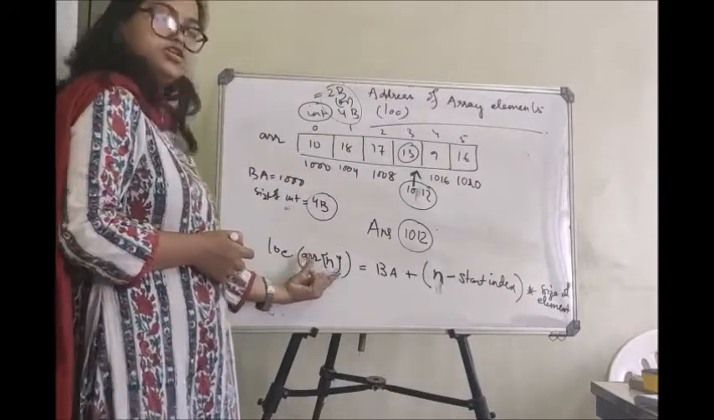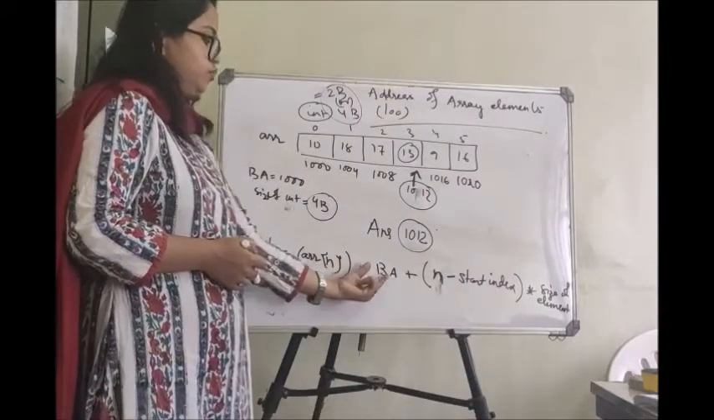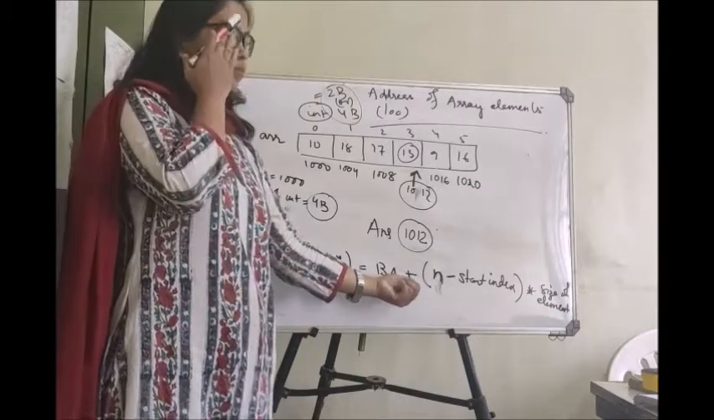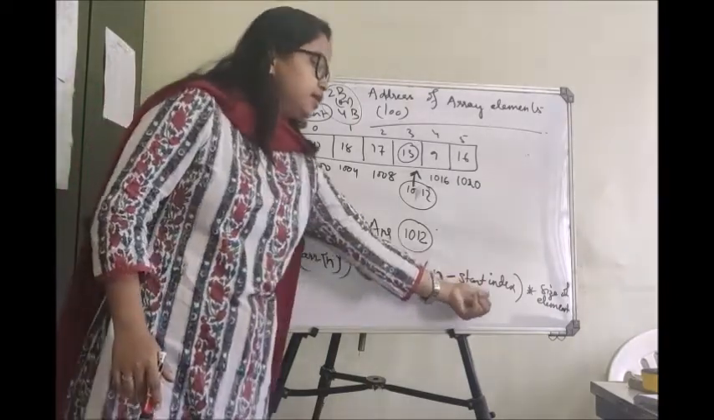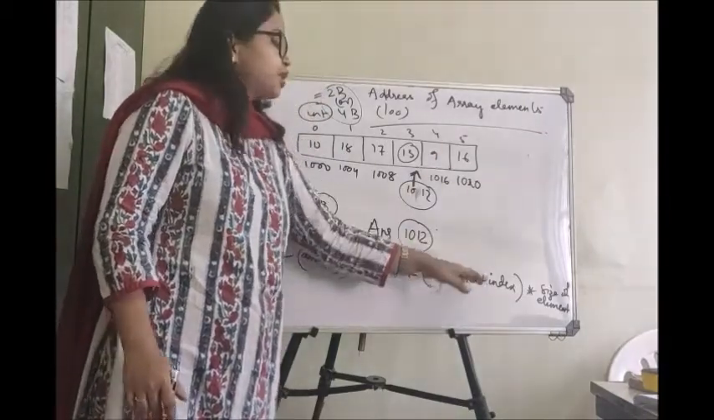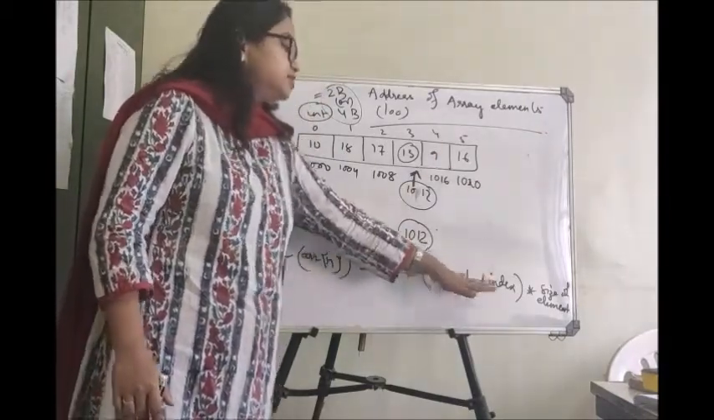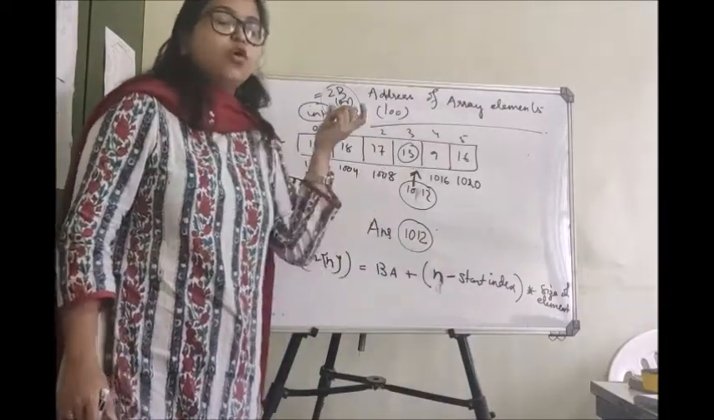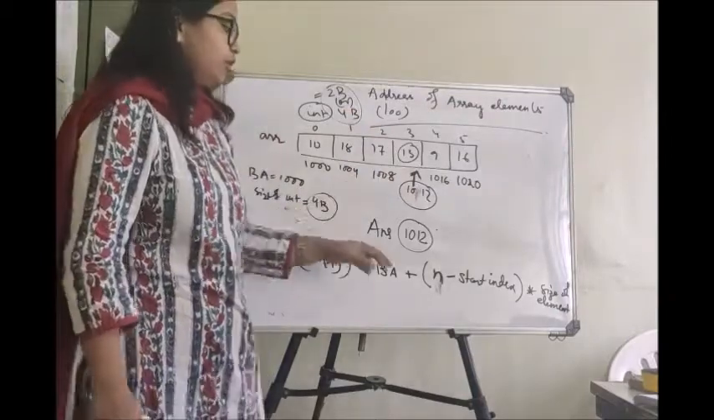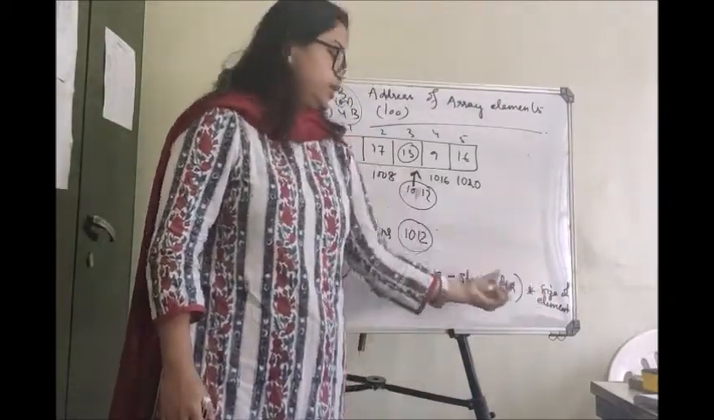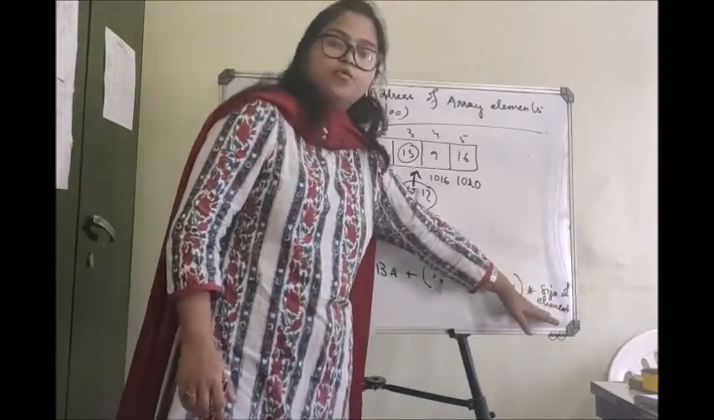To find the location of the nth element, we have to follow this formula: base address plus n minus start index, times the size of that element. Generally, until and unless specified, the start index is by default 0 because array indexing always starts from 0. Each element occupies the size as given.